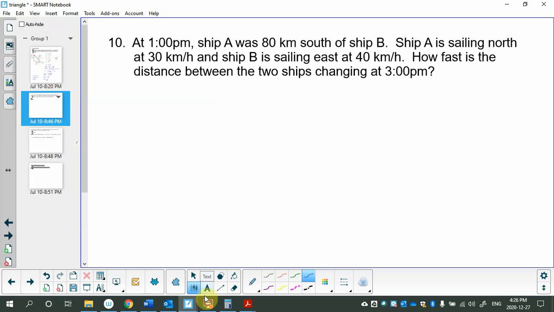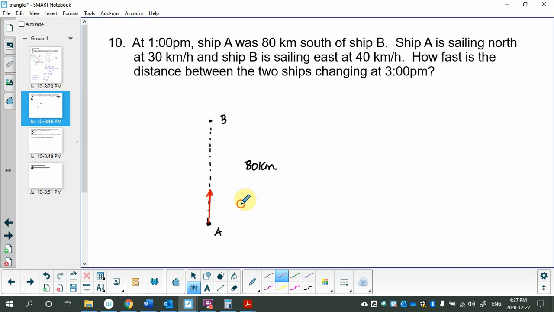So, I have a right triangle, and I will explain my thinking in a second. So ship A is south of ship B by 80 kilometers. And this is at 1 o'clock. Ship A is sailing north, so just to get another color, at 30 kilometers an hour.